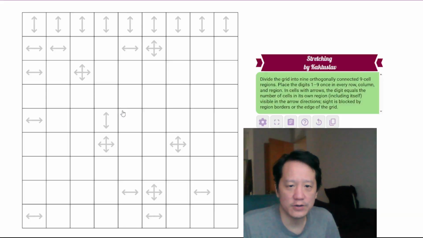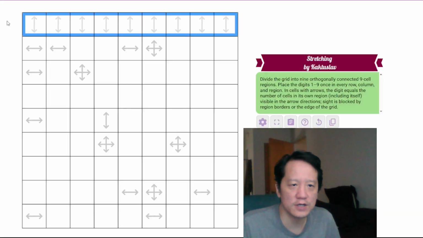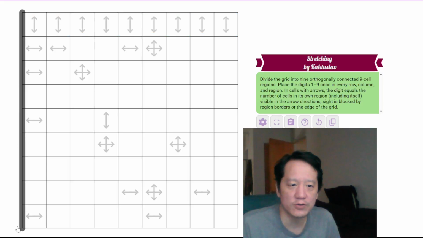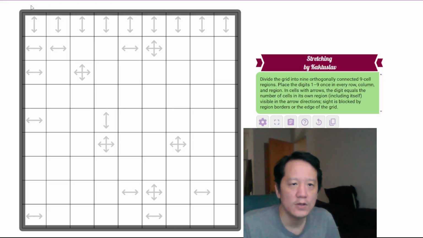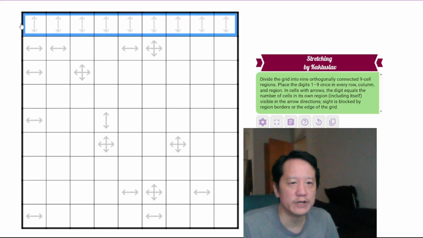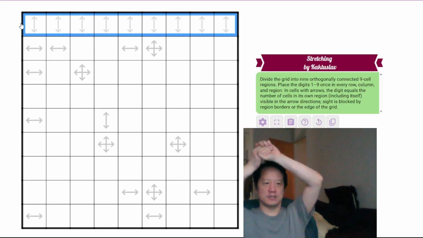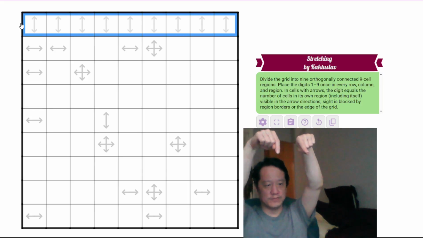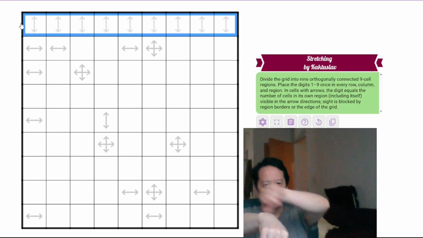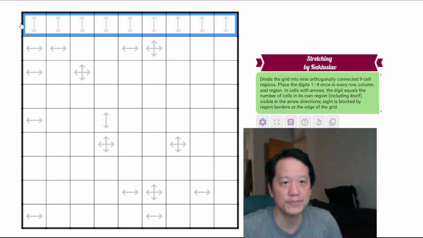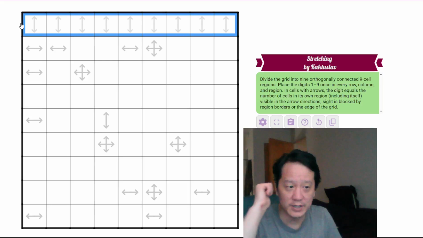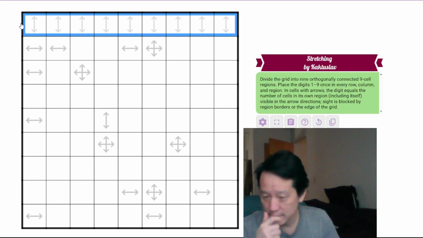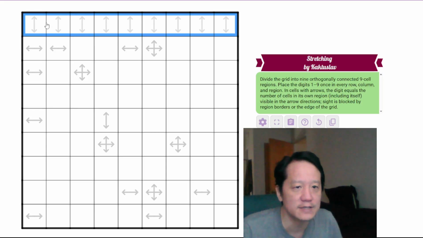Let's go. Okay, we have an interesting... So let's draw the borders around the entire grid. We have an interesting thing going on in row 1. Every digit in the row counts the number of digits that are going to be in its column. And it has to be the digits 1 through 9. So we definitely have a 9 somewhere on this line, and a 1. We have all the digits from 1 through 9 in this line.